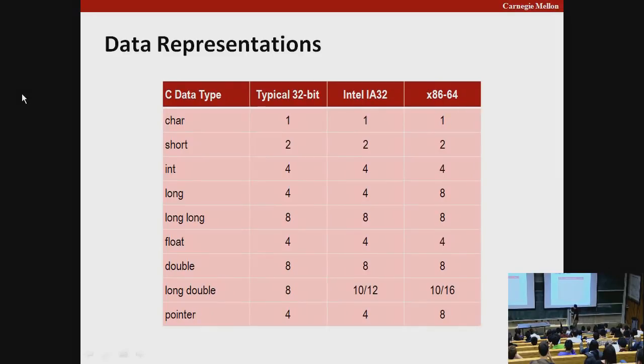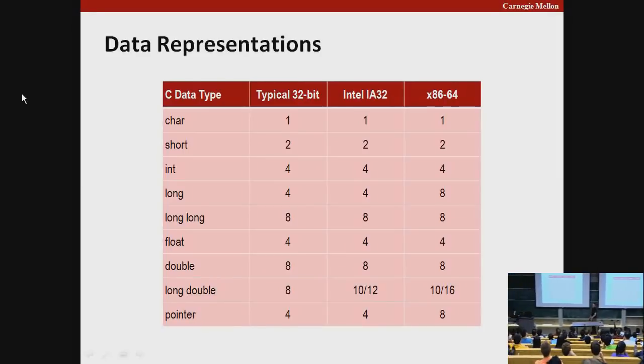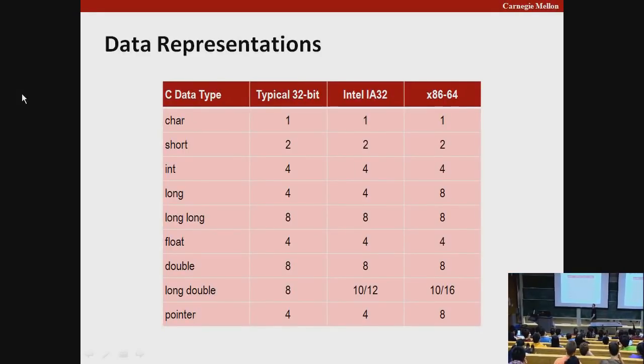32 bits on 32-bit systems, or 8 bytes, 64 bits on 64-bit systems. What does it mean when we say we have a 64-bit system? That means the register size is 64 bits. The size of the data path is 64 bits.